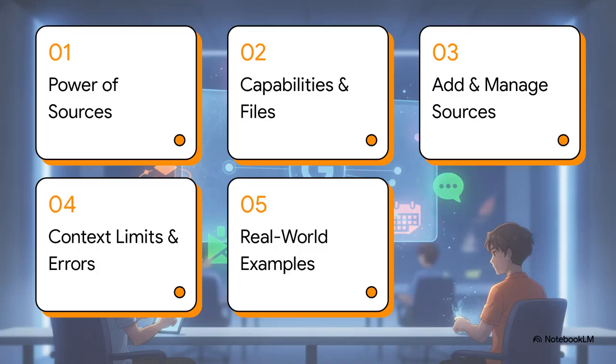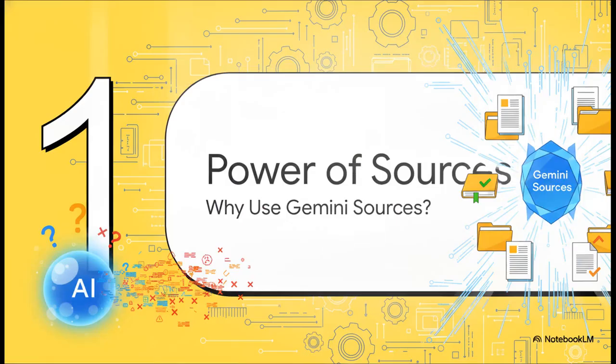So here's our quick roadmap for today. We'll hit the power of sources, capabilities and supported files, how to add and manage those sources, context limits and AI errors, and then we'll wrap it up with mastery and real-world business examples. All right, let's kick things off with Section 1, the power of sources.